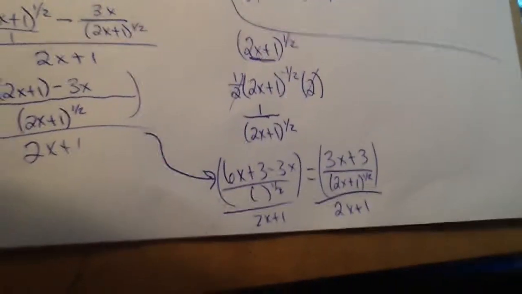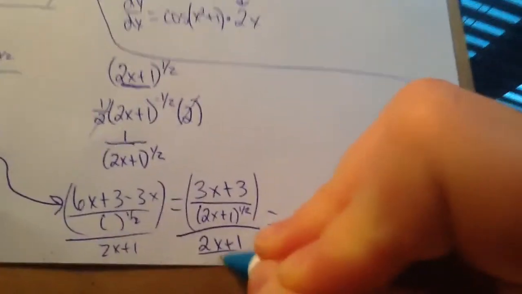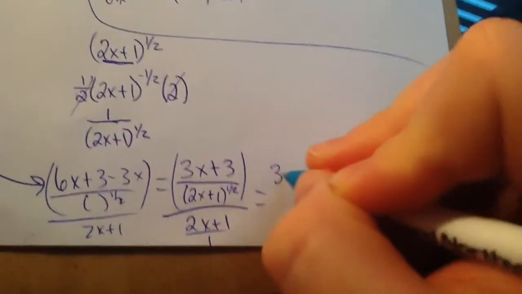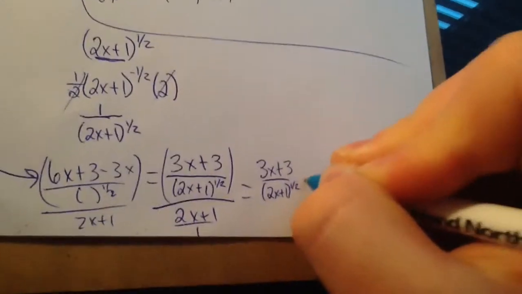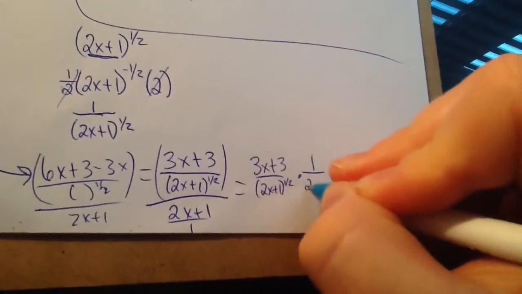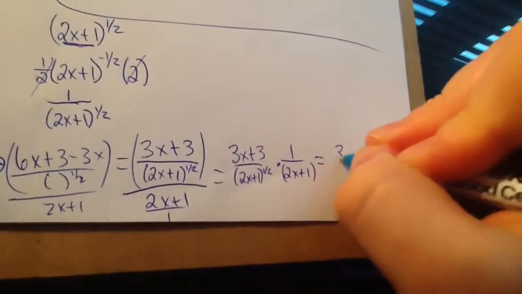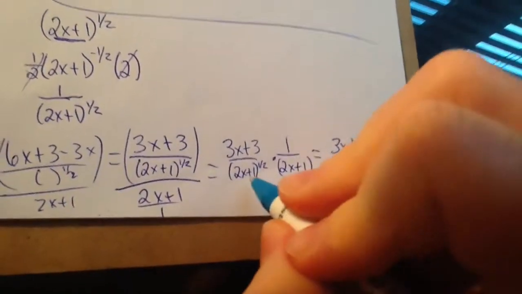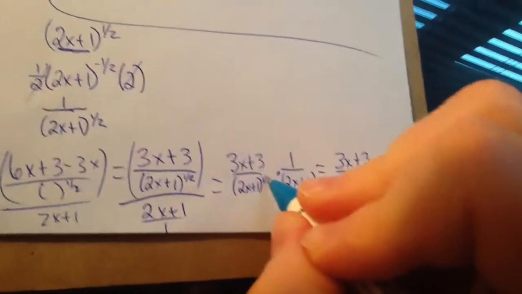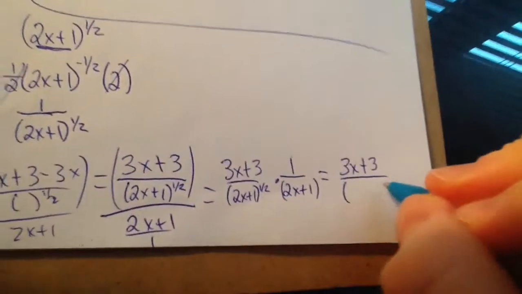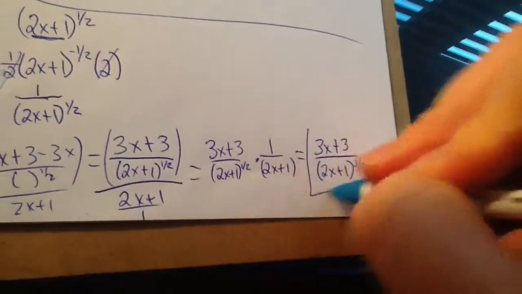So we can keep going here. Flip and multiply, right? A fraction divided by, that'd be like a fraction. So really we have 3x plus 3 over 2x plus 1 to the 1/2 times, flip that and multiply, 1 over 2x plus 1. So our final answer is going to be 3x plus 3 over 2x plus 1 to the 1/2 times 2x plus 1. Remember, multiplying the same thing in parentheses, just add the power, so 1 plus 1/2 is 3/2. Now there's nothing else I can do.